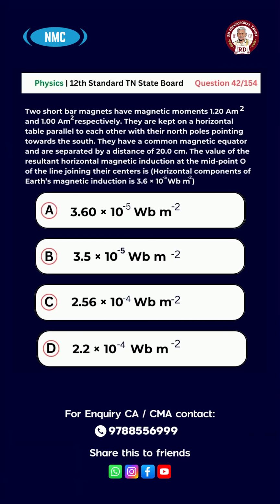(within brackets, the horizontal component of the Earth's magnetic induction is 3.6 × 10⁻⁵ Wb m⁻²). Option A, 3.60 × 10⁻⁵ Wb m⁻²; B, 3.5 × 10⁻⁵ Wb m⁻²; C, 2.56 × 10⁻⁴ Wb m⁻²; D, 2.2 × 10⁻⁴ Wb m⁻². The right answer for this question is option C, 2.56 × 10⁻⁴ Wb m⁻².